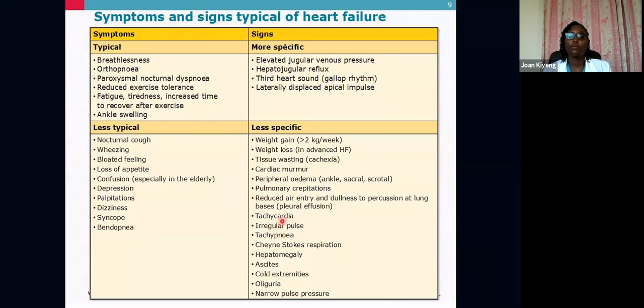They can also come with wasting. We have what we call cardiac cachexia, where somebody just comes wasted. I think you've seen most of our patients with rheumatic heart disease, they come wasted. They can present also with ascites, and they can come with cold extremities because of their inability to perfuse.